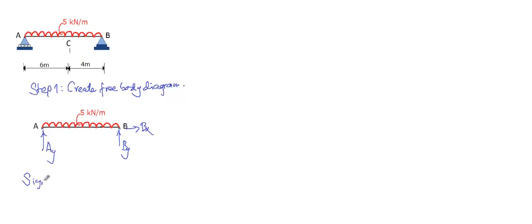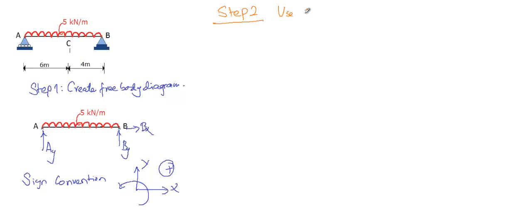Next is to assume some sign, so that is sign convention. We normally assume vertical upward positive, horizontal rightward force positive, and anti-clockwise rotation in moment is positive. With these sign conventions in place, now the next step is to use equations of equilibrium.